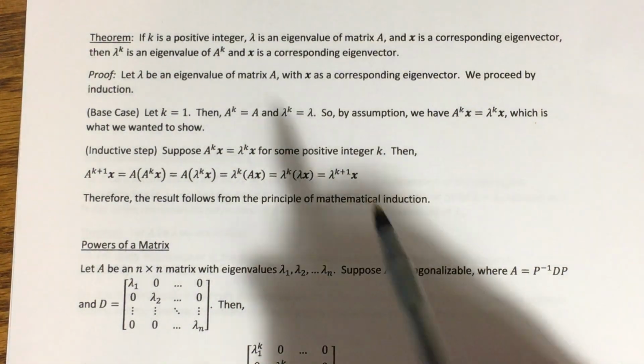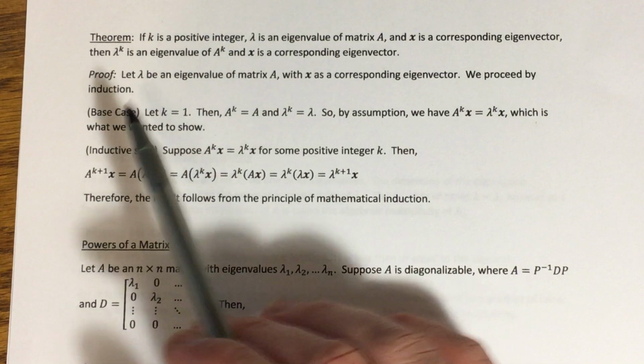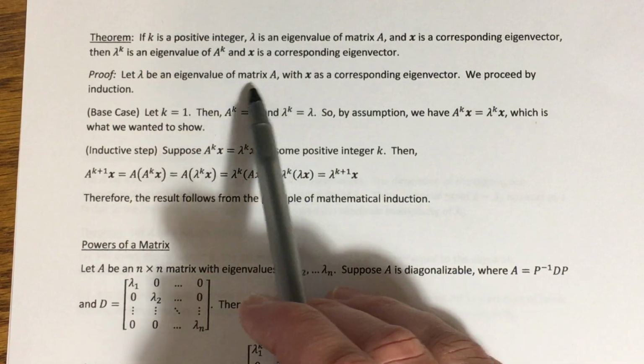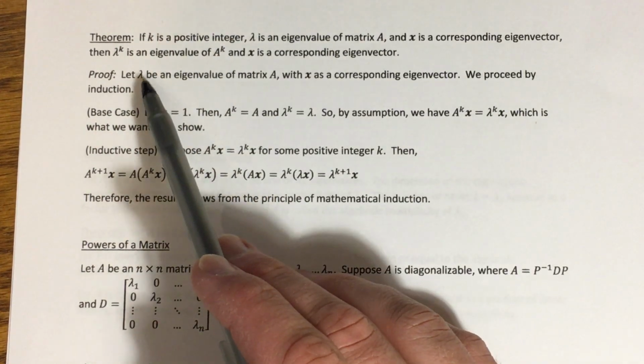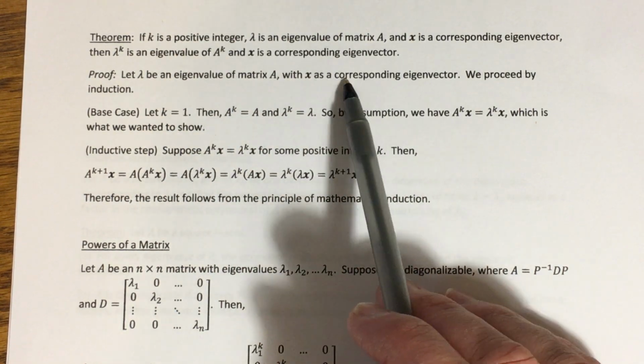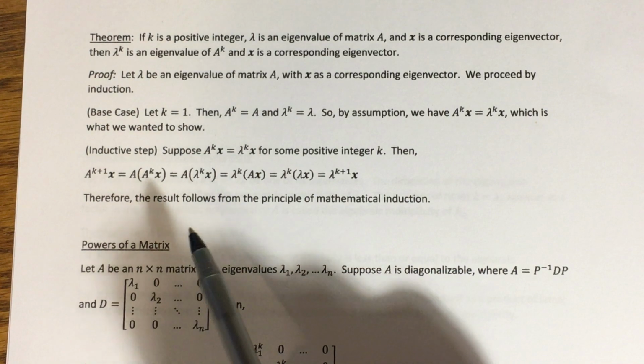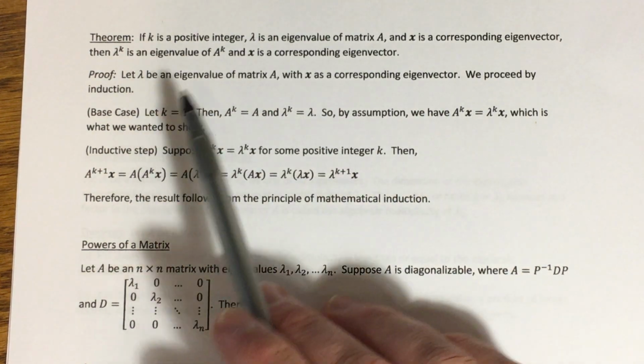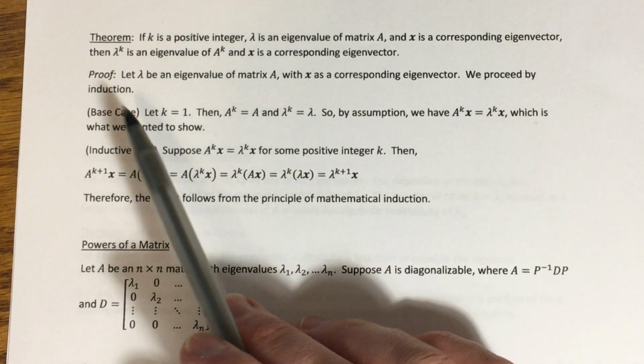So I'm going to make the assumptions that are made in the theorem. We have a matrix A, it's square. Lambda is going to be one of its eigenvalues, and x is going to be one of the corresponding eigenvectors for that eigenvalue. In a proof by induction, what we do is we start with a base case.